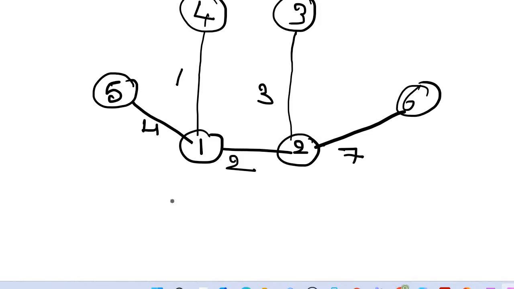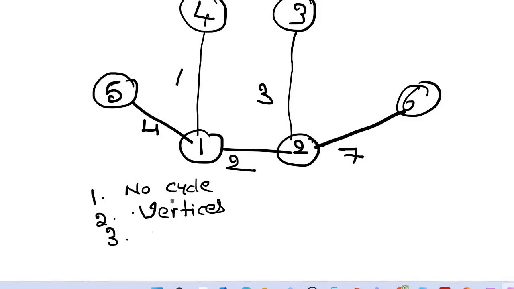Let us check whether it is satisfying all the properties of a minimum spanning tree. The first one is it should not form a cycle. There is no cycle here. And the second one is the total number of vertices. How many vertices are there? 1, 2, 3, 4, 5, 6. So the second condition, that is total number of vertices, is also satisfied. And the third one is total number of edges, V minus 1. So 6 minus 1, which is equal to 5. 1, 2, 3, 4, 5. Total number of 5 edges are available. So the third condition is also satisfied.